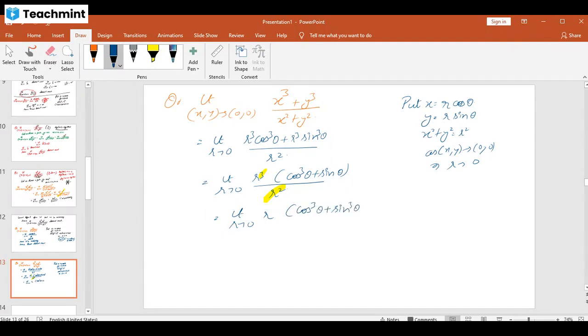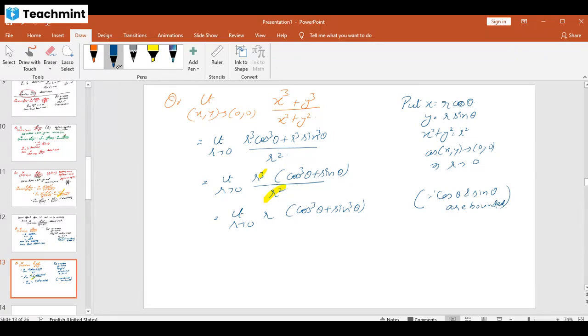Now because r approaches 0, and cos theta and sin theta are bounded functions, their maximum value is 1. So cos theta has maximum value 1, sin theta has maximum value 1. It means that their cube sum has a maximum value of 2 only.